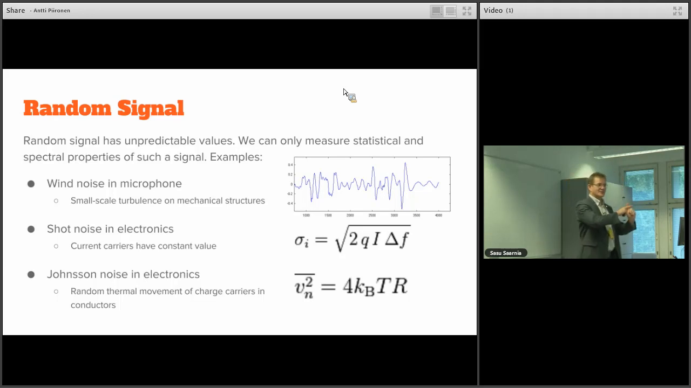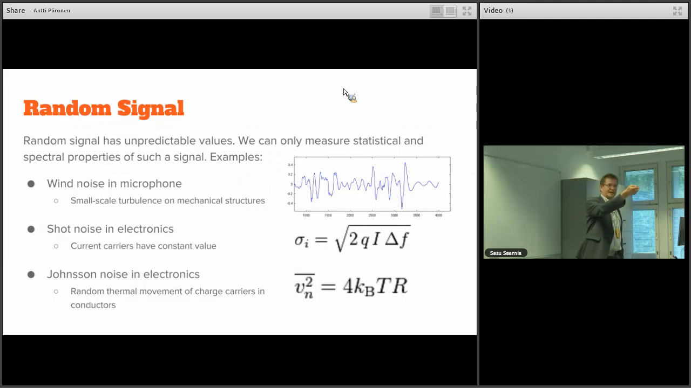One natural source of those are pulsars. Have you heard of pulsars? Okay, in astronomy, those are basically rotating stars which are sending a pulse at a very constant frequency. That's almost non-random. But for example, wind noise in a microphone is a random signal. That causes some trouble. And this is caused by small-scale turbulence or mechanical structures.